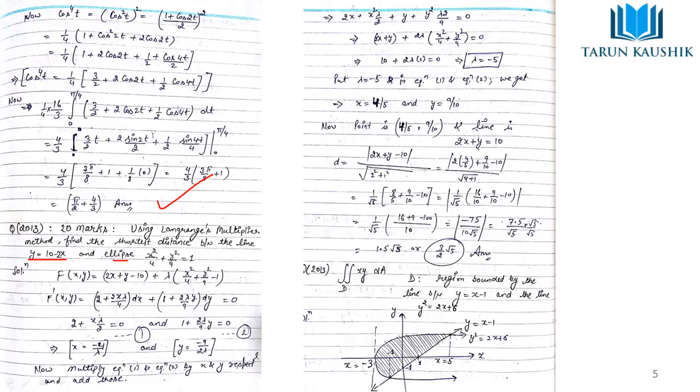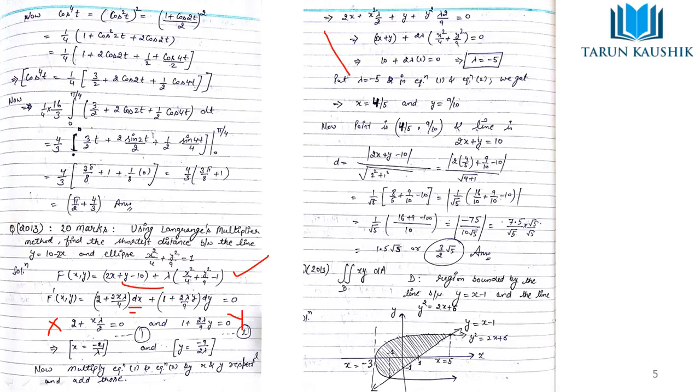So how to proceed? f of x will be given as 2x plus y minus 10, plus lambda into the equation of ellipse. This is the equation of ellipse. So just do the differentiation with respect to x and with respect to y, separate them out and put them equal to 0. After that, multiply this equation by x and this equation by y, and then add these two equations.